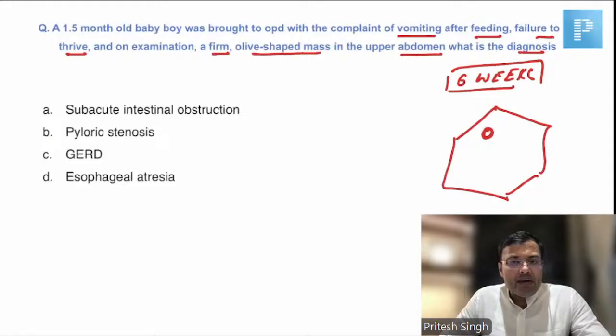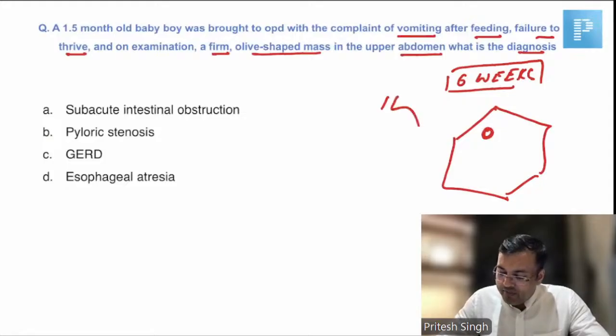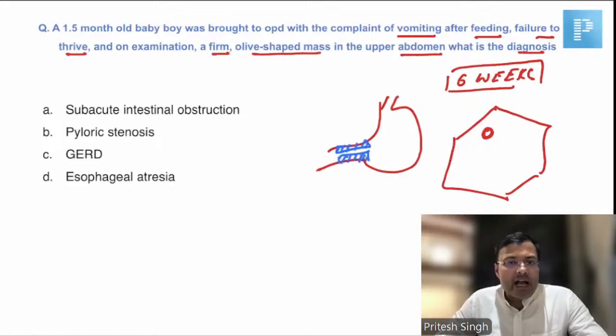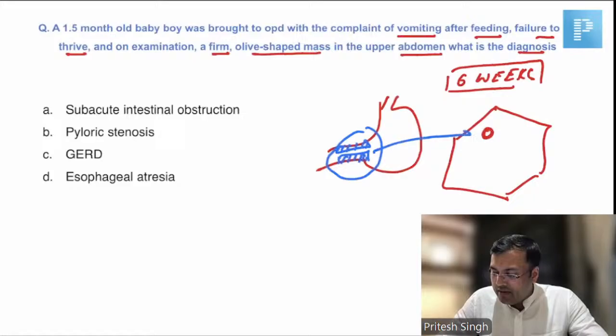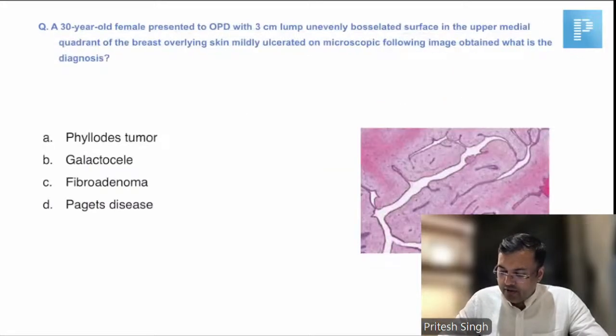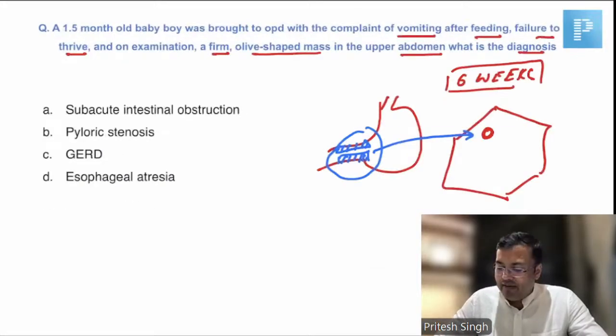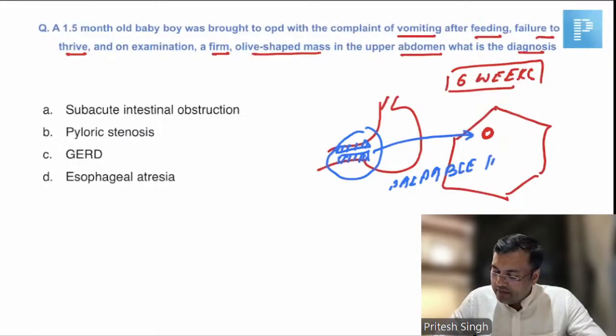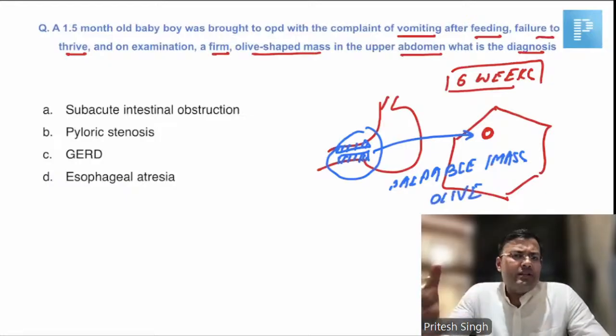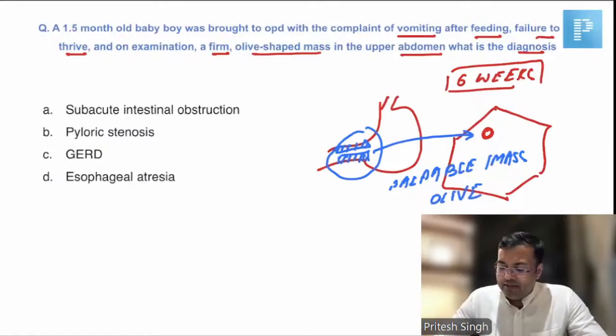If there is palpable mass or olive, guys, this is what? Can you see here? This is the diagnosis. The patient is having hypertrophic pyloric stenosis. So in hypertrophic pyloric stenosis, what's the problem? There is olive-shaped mass. So here, palpable mass or olive in epigastrium or right hypochondrium. Another finding which you can see, because there is obstruction of stomach, you can see the direction of peristalsis from left to right.